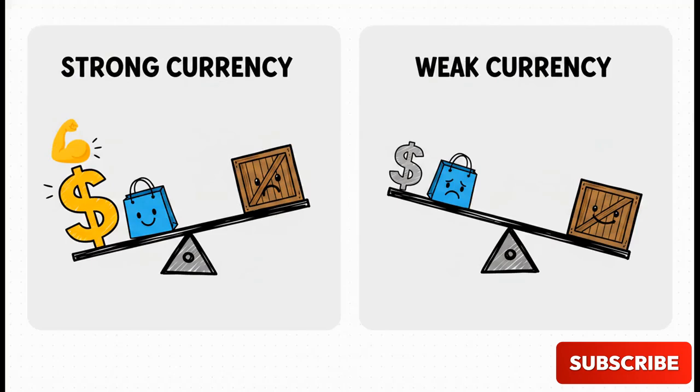For example, a strong currency, like a strong dollar, means imports are cheaper for consumers, which is great for us. But it makes that country's exports more expensive for the rest of the world. A weak currency does the opposite. It boosts exports but makes imported goods more expensive, which can fuel inflation right at home.